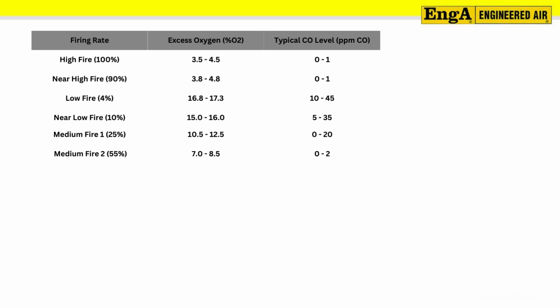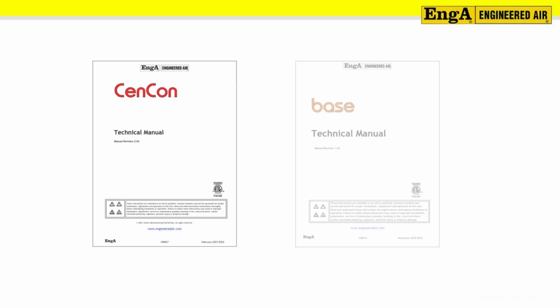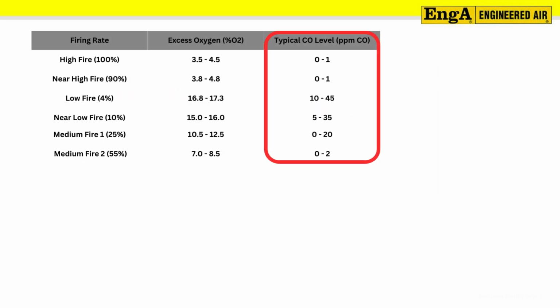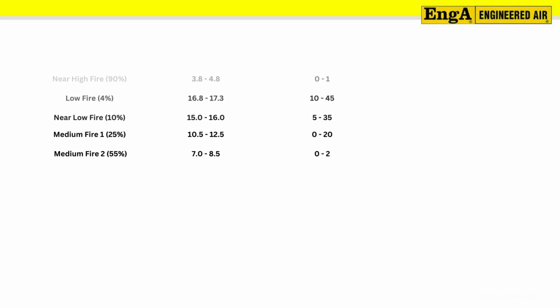Therefore, it's typical to see higher oxygen levels on an outdoor unit when ambient temperatures are below 0 degrees Celsius. These oxygen ranges are listed in the CenCon and base technical manuals for reference. The third column represents the typical CO level readings in parts per million that you'll measure from your analyzer. These ranges are for reference only, and anything under 100 parts per million of CO is considered adequate.